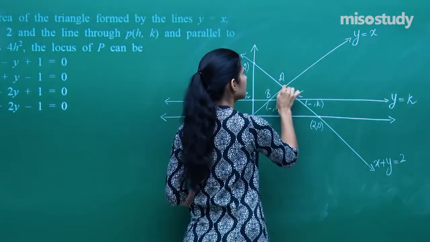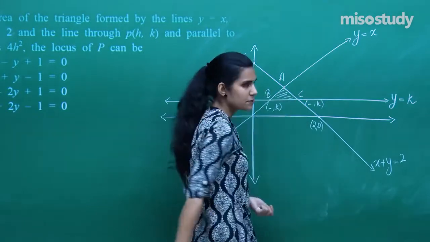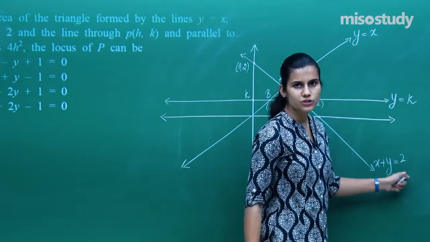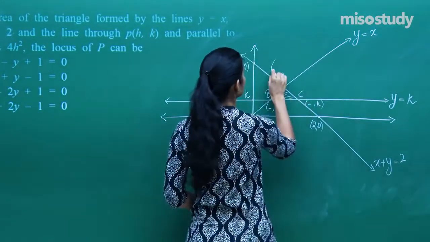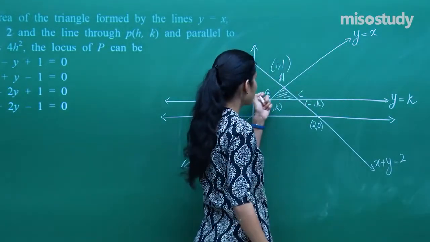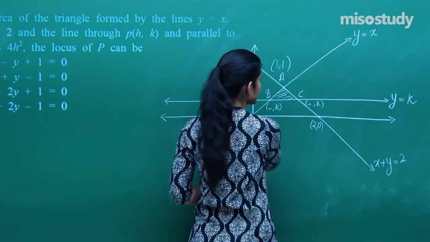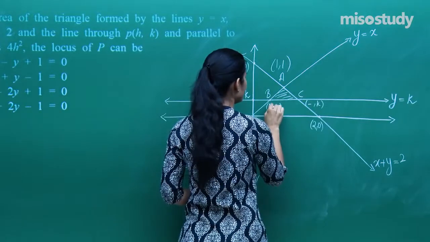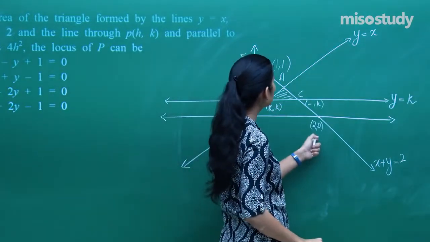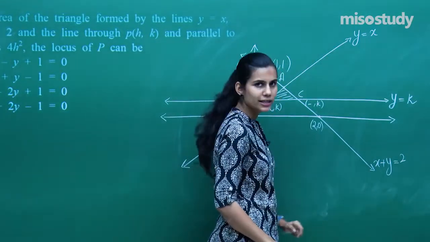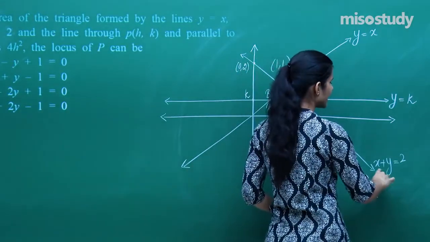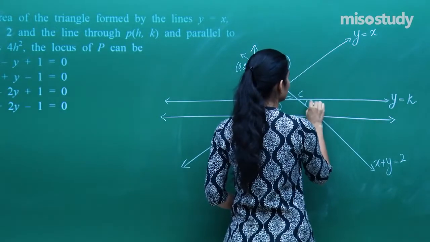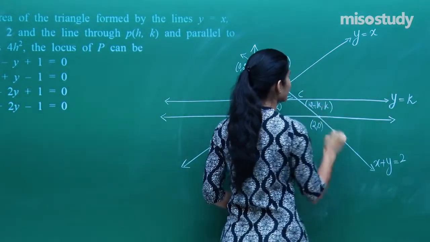What is this point? When y equals x intersects x plus y equals 2, just put x in place of y, you get 2x equals 2, x is 1, y is also 1. So (1, 1) is this point. Talking about B and C, B is the intersection of y equals k and y equals x, so clearly this is (k, k). And this is the intersection of y equals k and x plus y equals 2. So y equals k, x plus k equals 2, so 2 minus k is the x coordinate. So this is (2 minus k, k).